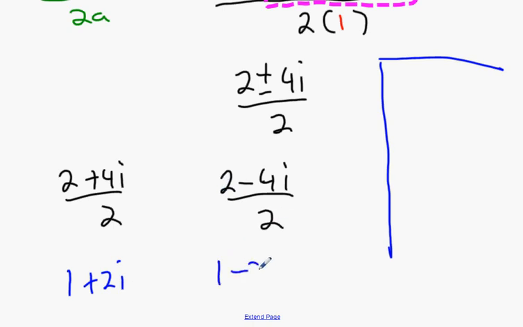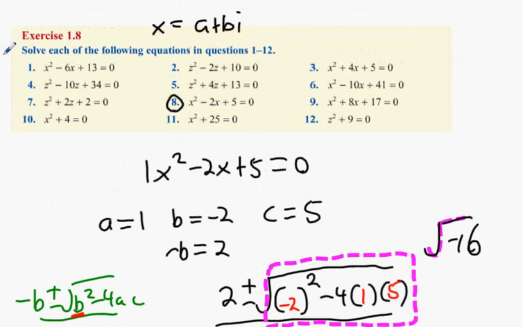And what will always happen here, guys, is that the numbers will always occur in conjugate pairs. One of them will be 1 plus 2i. The other one will be 1 minus 2i. They always occur in conjugates, okay? Now, that's how you do the minus b version.